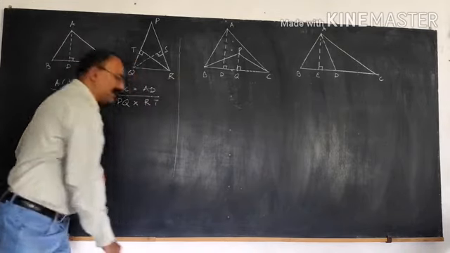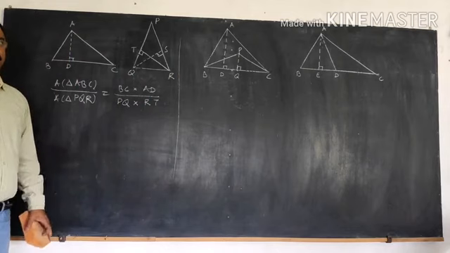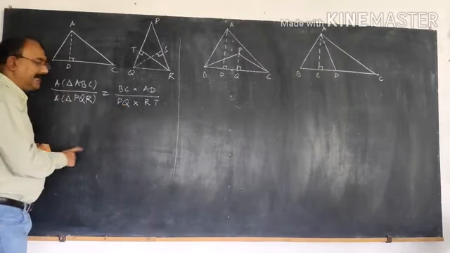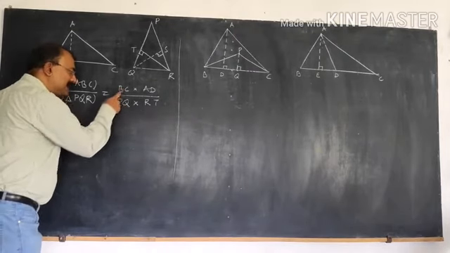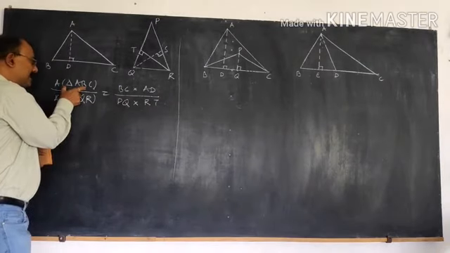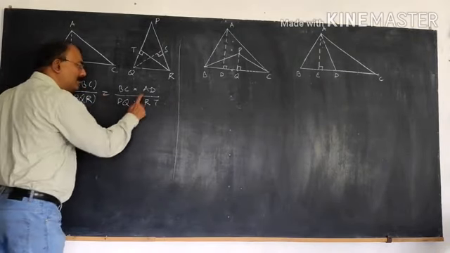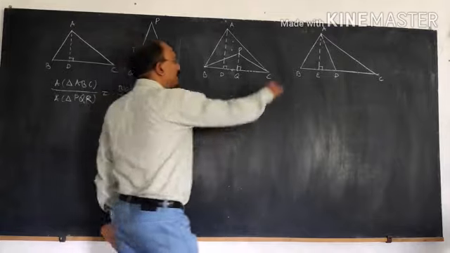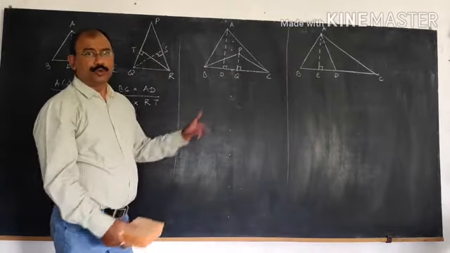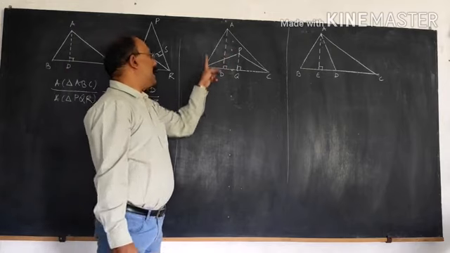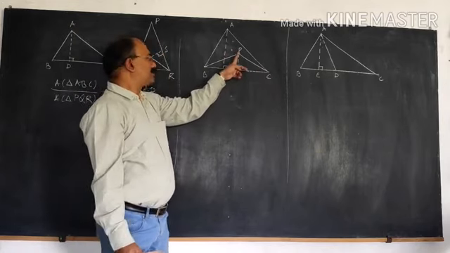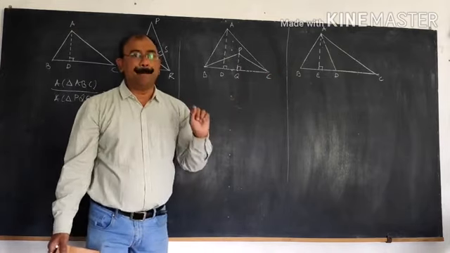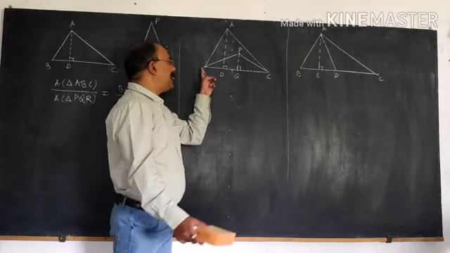Now the same property can be converted into one more property. In case the bases are equal, obviously these two bases will cancel each other and the ratio of areas will be equal to the ratio of heights. The second figure shows the same thing. Okay. Here you have two triangles, triangle ABC and triangle PBC, which are standing on the same base BC. So they have the same base.